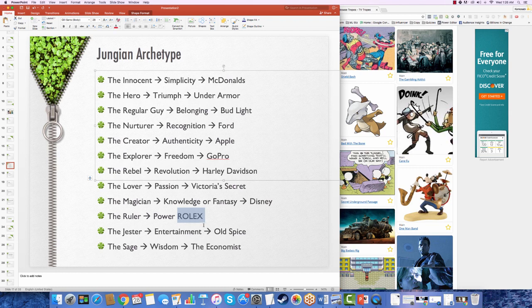And so you can see why, instead of being an outrageous brand, which some people do, go read Ryan Holiday's book, Trust Me, I'm Lying, and you'll find out about that. But the jester is all about funniness and entertainment.